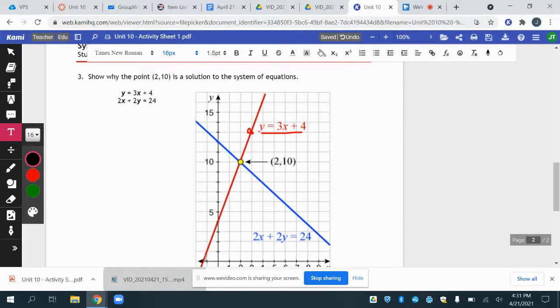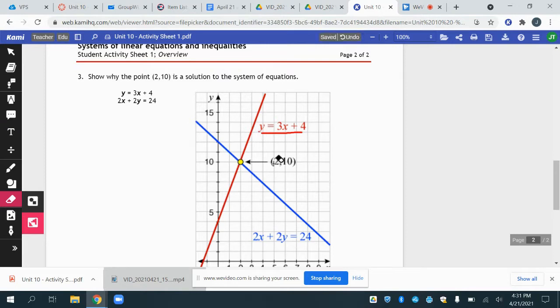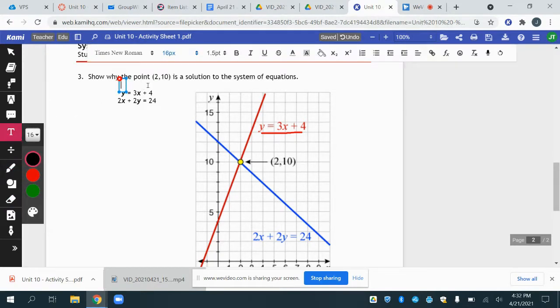So notice the red line keeps track of all the things that work for the first equation, and the blue line keeps track of all the things that work for the second equation. Notice there's only one place that's on both lines, 2, 10. Okay, so 2, 10 is the only place where we have both things work. Now we can show that this is true by plugging them in. You can plug in 2 for X, 10 here, and 2 there. And you'll find that it works.